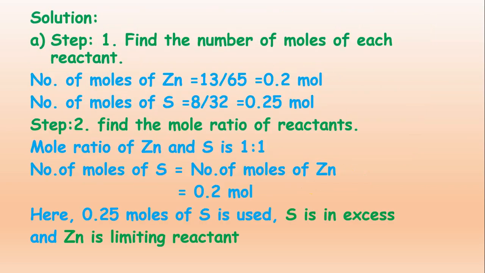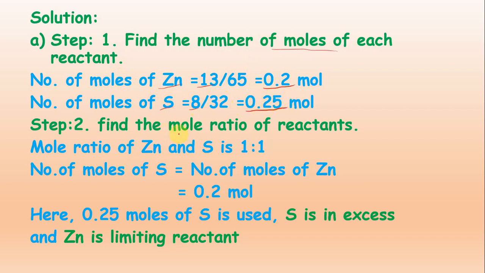So the steps are the same. In the first step, find the number of moles of each reactant. First of all, we have to find the number of moles of zinc and sulfur. Zinc mass is 13, sulfur is 8, divided by their atomic masses. The answer will be: number of moles of zinc is 0.2, number of moles of sulfur is 0.25.